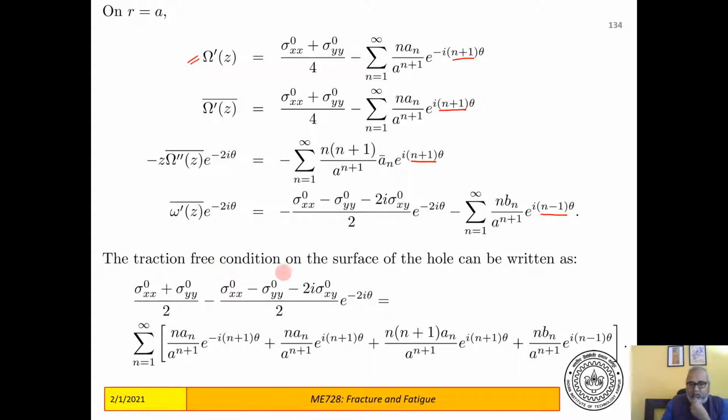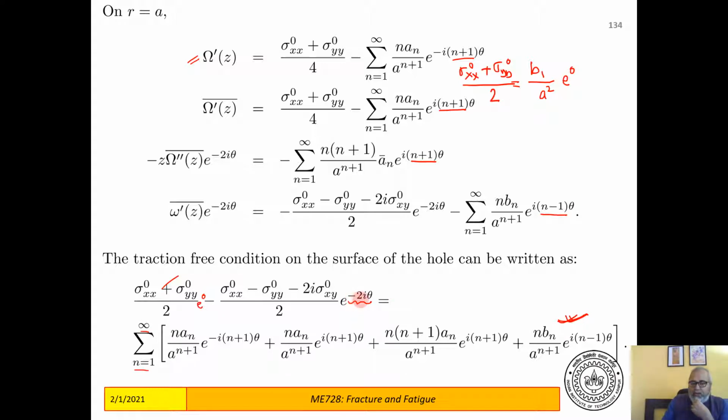Now we are going to ask what powers of e to the power i theta can we have? We can have e to the power minus 2 i theta, and we can have e to the power 0. So e to the power 0 is here, e to the power minus 2 i theta is here. The summation goes from 1 to infinity, so 0 can only result from this term. For n equal to 1, you will have b1 divided by a square, that is the radius square, times e to the power 0. If you equate the same terms, that has to be equal to sigma xx0 plus sigma yy0 divided by 2.